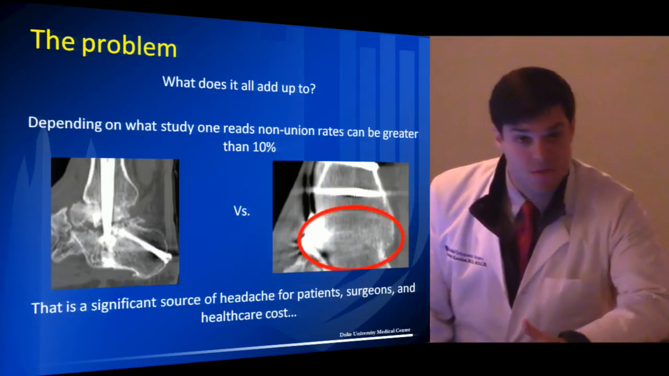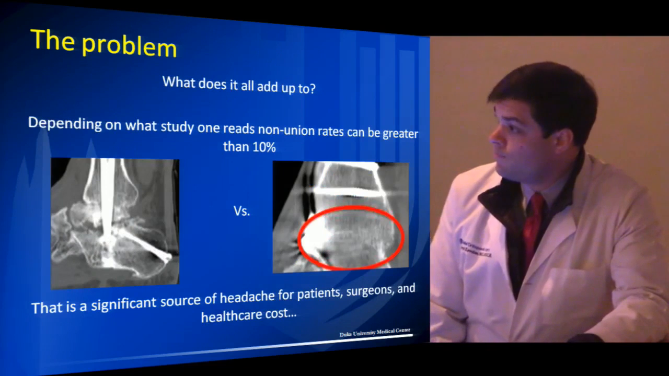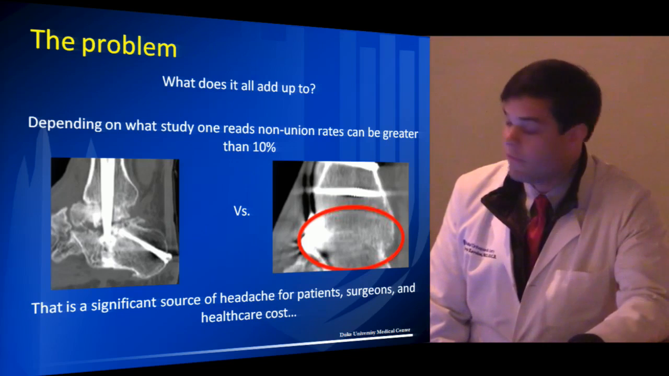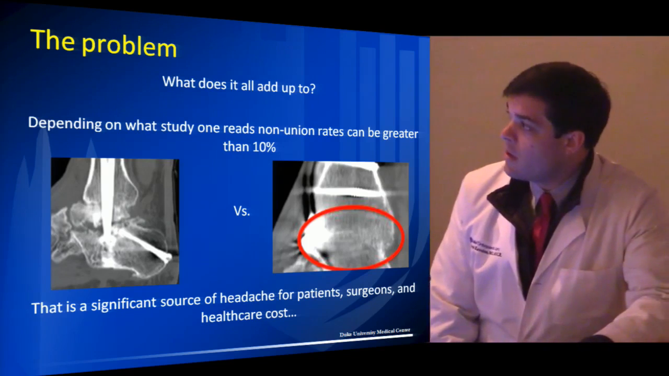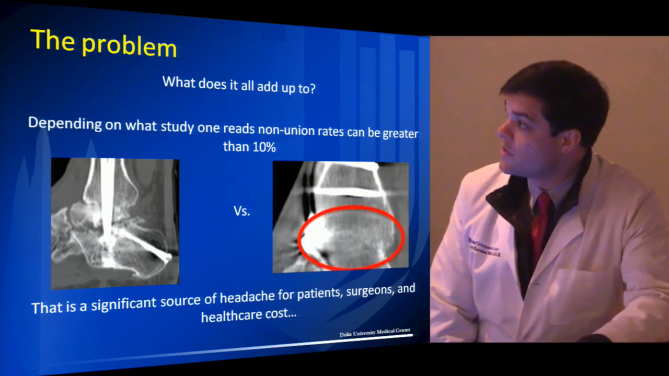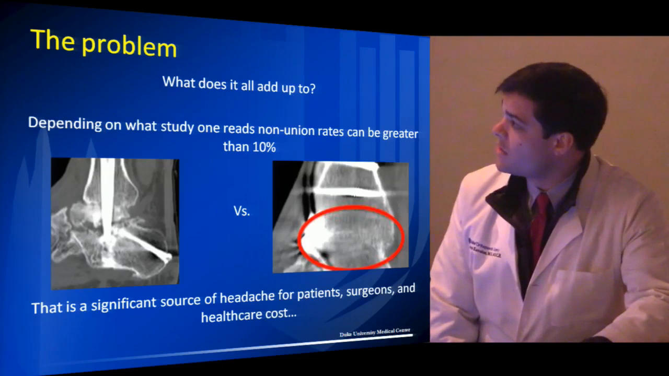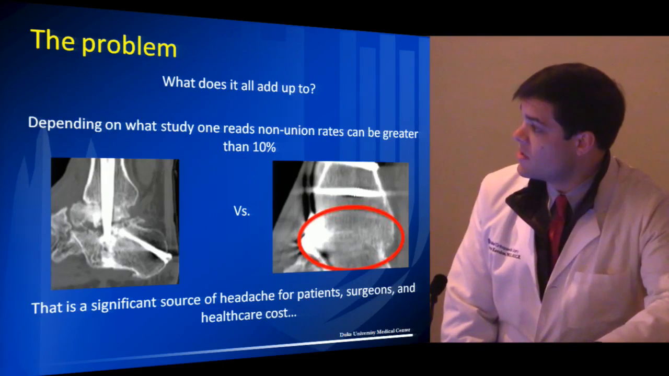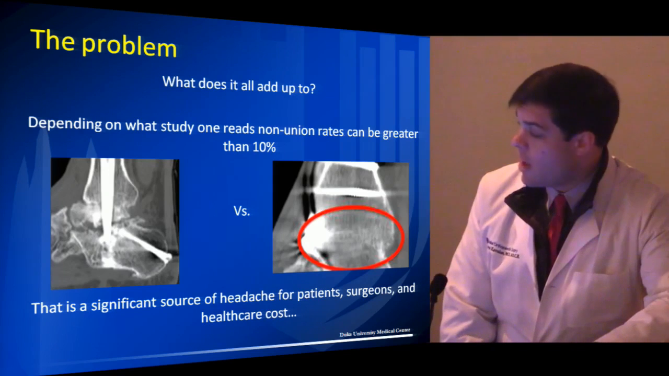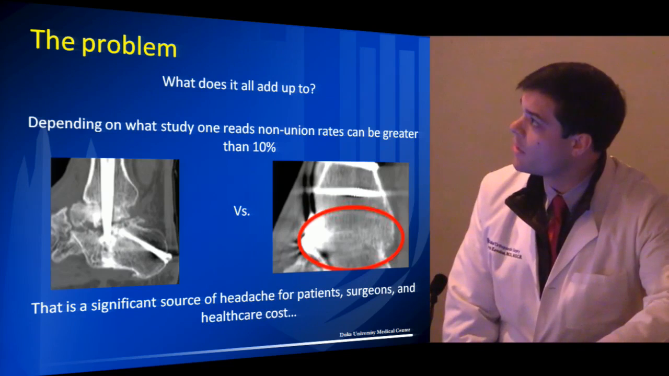So depending on the study that you read, the non-fusion rate is up to 10% for procedures throughout the foot and ankle. And obviously the goal is to avoid what we see on the left of the screen, and to achieve what's on the right, which is good osseous bridging of the fusion site. The problem is that non-fusions are headaches for patients, headaches for the physicians taking care of them, and they cause problems for the healthcare system down the line.